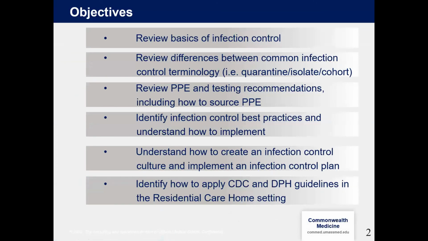So I'll be reviewing the basics of infection control and the differences between common infection control terminology, like, what is the difference between when you quarantine somebody, isolate, or cohort a group of residents? Review PPE and testing recommendations, including how to source PPE, some of the infection control best practices and understand how to implement them, understand how to create an infection control culture and really succeed in implementing an infection control plan, and then how to identify both the CDC and DPH guidelines for residential care home settings.